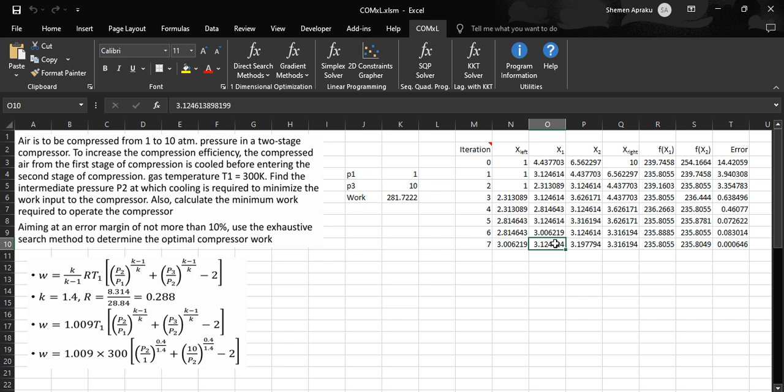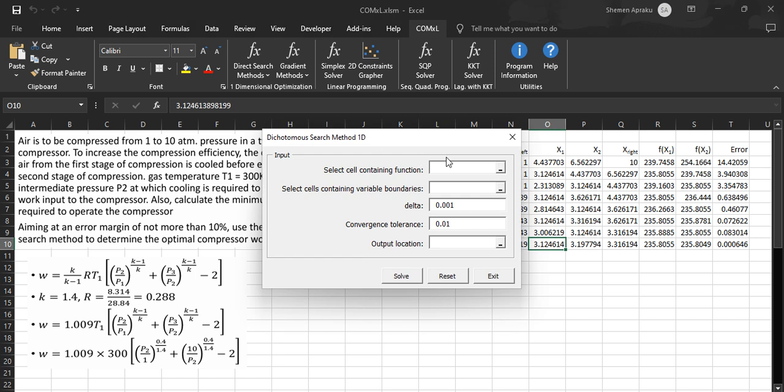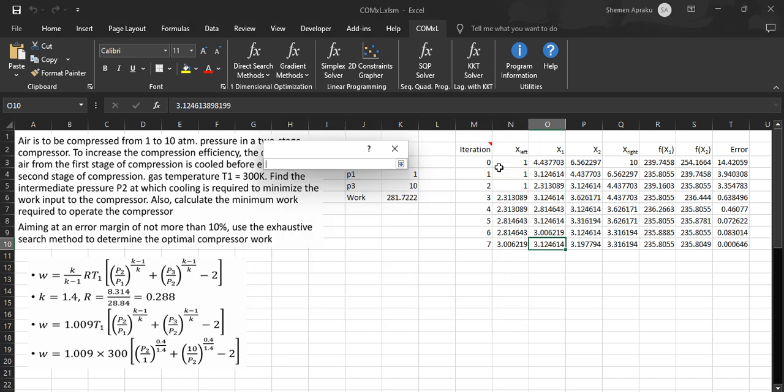so after 7 iterations, it gives our minimum work to be 235.8055, and it occurs at a pressure of 3.124614. So this is the value of the P2. That is our intermediate pressure according to the golden section method.